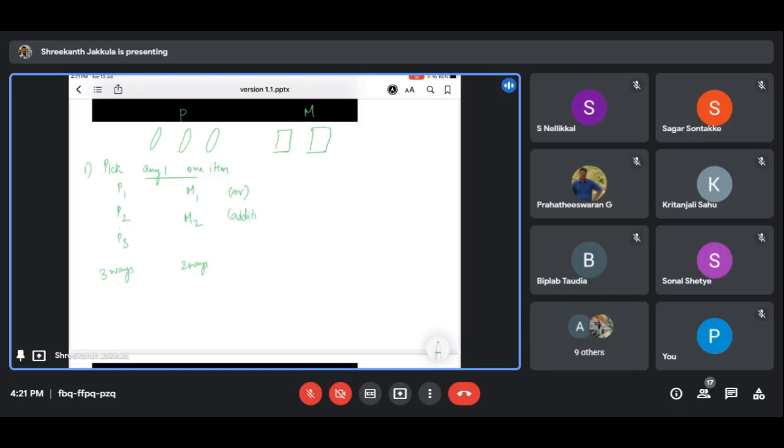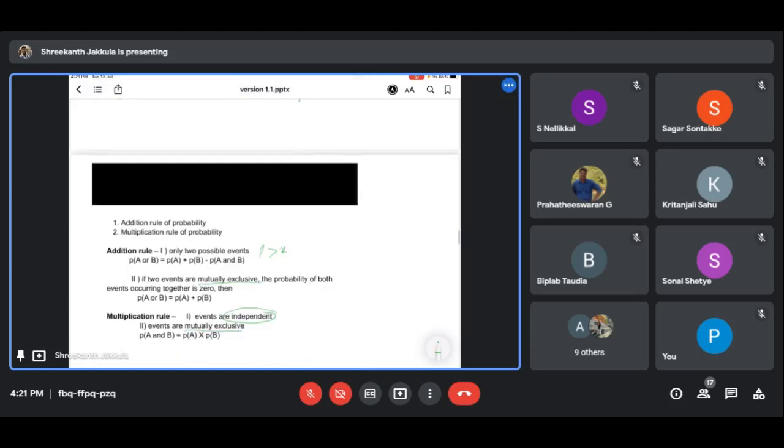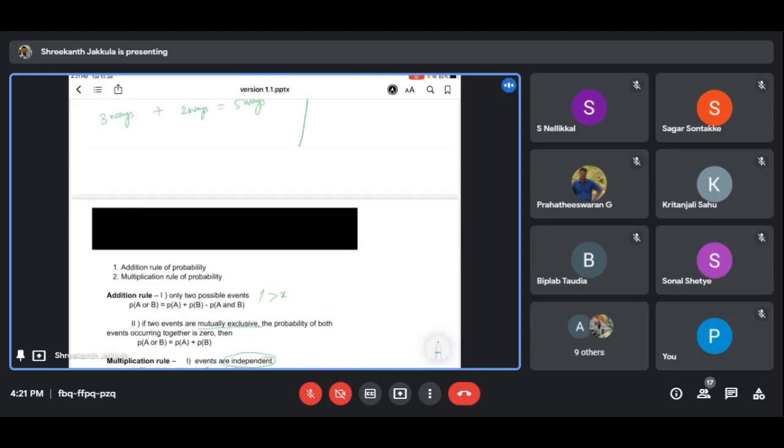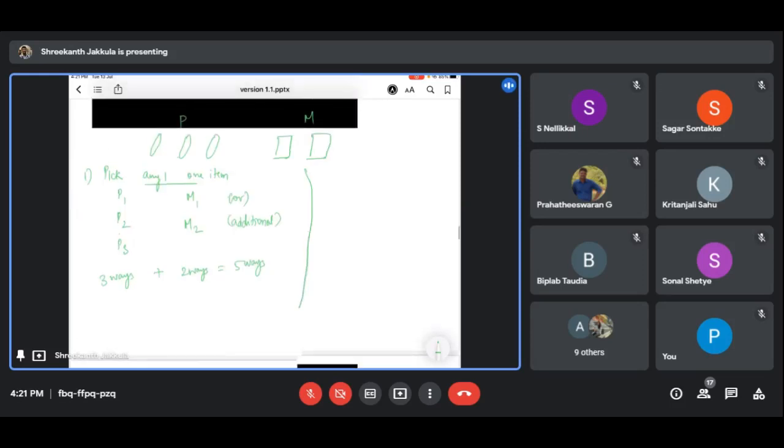So it gives addition: 3 plus 2, it gives 5 ways. Understood? So this is the addition rule of probability, that is, P(A or B) is equal to probability of A plus probability of B minus probability of both. But that is what I asked: pick only any one item. So there are 5 ways to pick from the pens and markers.